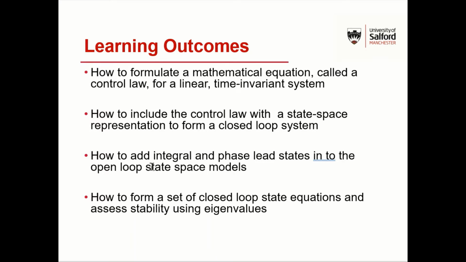We're also going to look at how to add in integral and phase lead states to the open loop state space models. In some cases, the controller itself has some states, in which case the size of the state space equations can grow. And finally, how to form a set of closed loop state space equations and assess the stability using eigenvalues. So this is an alternative method now to looking at stability. We can form the closed loop transfer function, look at the eigenvalues. If all the eigenvalues have negative real parts, we can conclude it's stable.